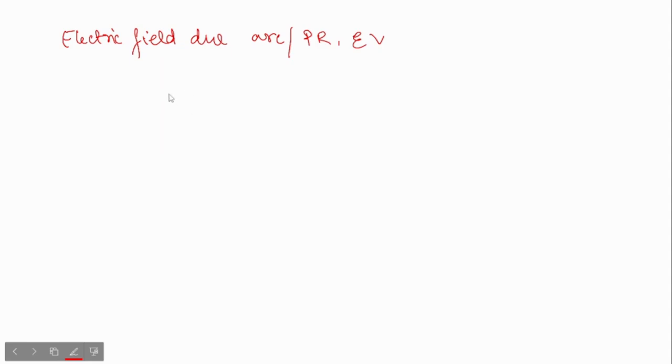Now if you consider an arc, let's say this is an arc having charge q. You can also say it as a partial ring. Suppose we need to find the electric field at the center. Another topic we'll be covering is the electric field at the axis of a charged ring, but here we need to find it at the center. So suppose this is a charged ring, having charge q or linear charge density lambda.